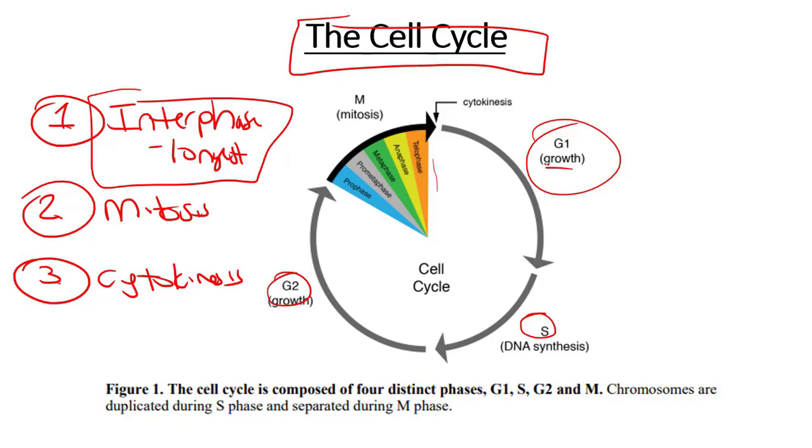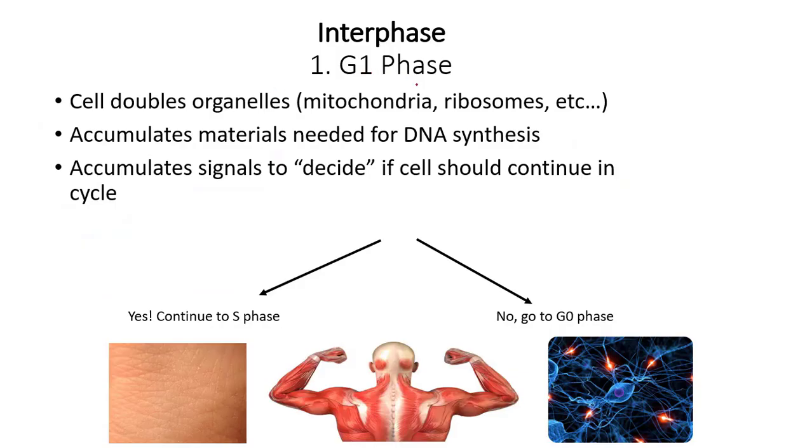So interphase starts with the G1 or growth 1 phase. During G1, now you have a cell. You can envision maybe a skin cell or a red blood cell. First, all of the organelles need to double in number. So like the mitochondria, the ribosomes, lysosomes, things like that all need to double. And then the cell needs to accumulate material needed to make DNA.